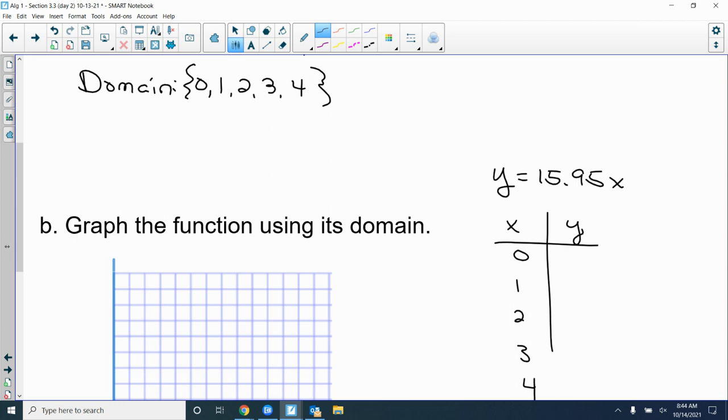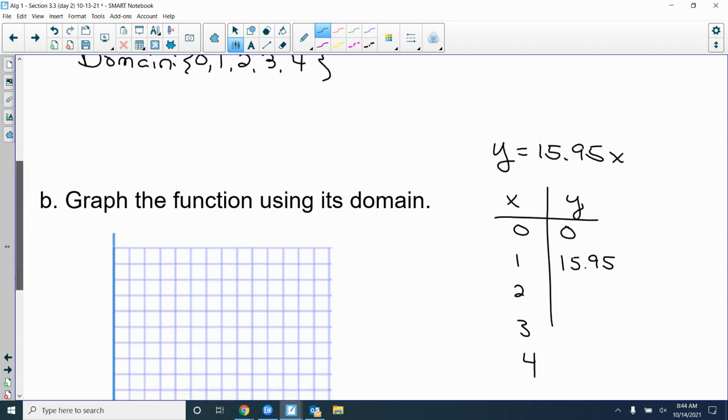So plug in 0 into your equation. If you buy 0 tickets, it better cost $0. So that's going to be 0. If you buy 1 ticket, what's going to be your cost? $15.95. All right, plug in 2, 3, and 4. Fill out your table. And then just wait.